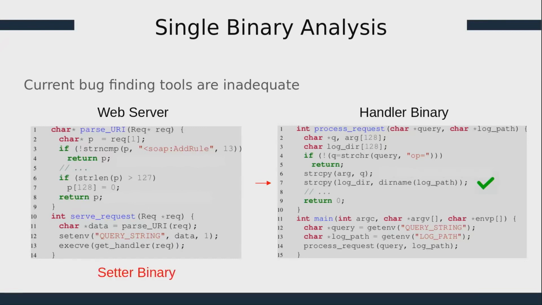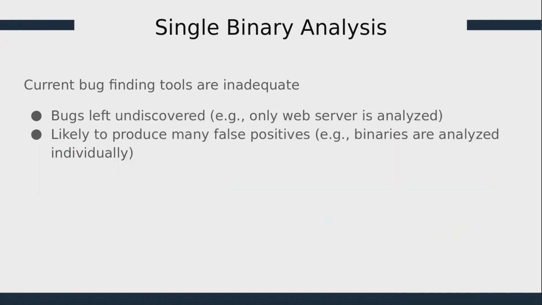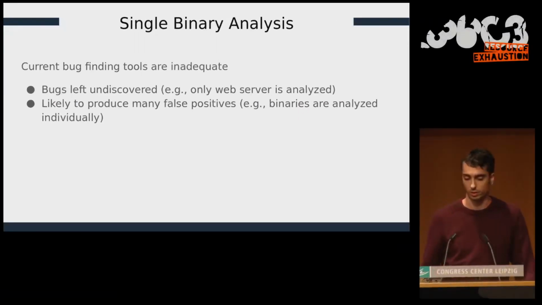So throughout this work, we're going to call the first type of binary the setter binary, which means that it's the binary that takes the data and sets the data for another binary to consume. And the second type of binaries, we call them the getter binary. So the current bug finding tools are inadequate because other bugs are left undiscovered if the analysis only considers those binaries that receive network requests, or they're likely to produce many false positives if the analysis considers all of them individually.